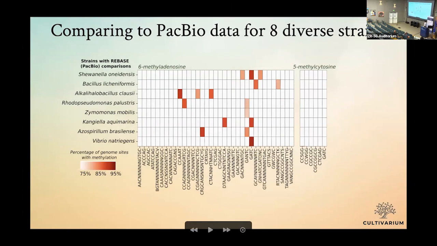The next place we went to was around 8 strains that had some methylation data reported for them prior. That was reported through the REBASE database, which is a great database put out by NEB, where they've used PacBio sequencing to call methylation in these genomes. I was happy to see that the results we were getting for these strains sequenced on the nanopore corresponded really well to the same motifs that we were seeing for each of those strains in the REBASE data set.